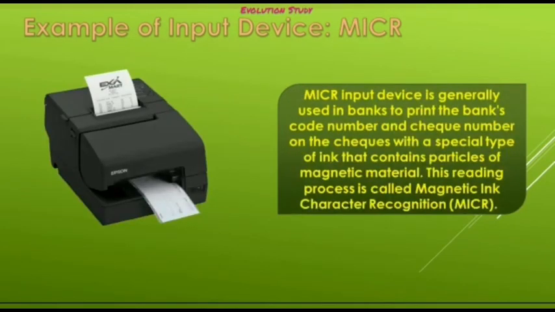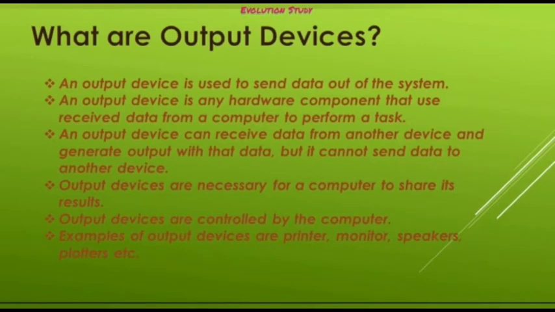MICR is the input device that is generally used in banks to print the bank's code number and check number on the checks with a special type of ink that contains particles of magnetic material. This reading process is called the magnetic ink character recognition, MICR. Now, what are output devices? An output device is used to send the data out of the system.